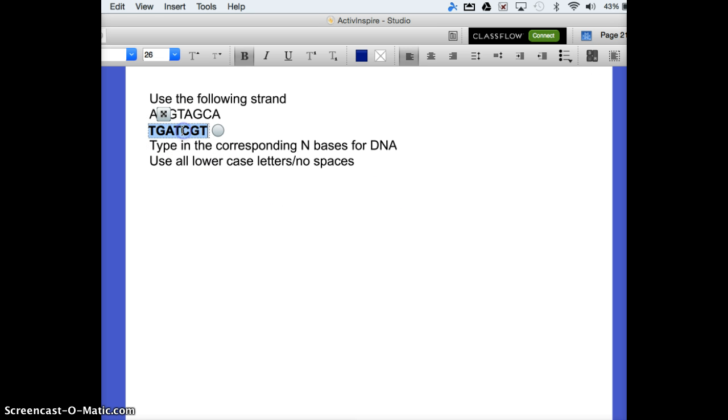All right, so what are the corresponding bases? It would be T. I can't see, so I'm going to bring this down. G, C, A, T, C, G, T. And then I'll bring this up and line it up, and it should add up perfectly. So A with T, C with G, G with C, T with A, and there you got your corresponding bases.